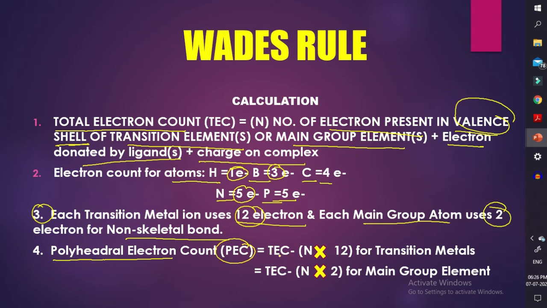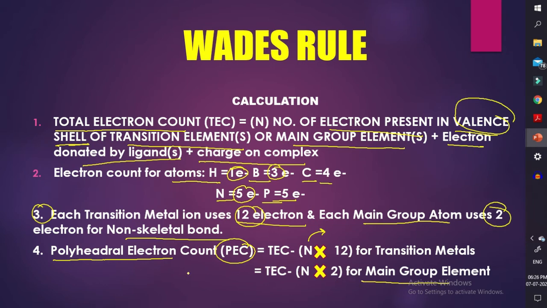So the PEC will be the TEC, the total electron count, minus N times 12 for the transition metal ion, or N times 2 for the main group elements, where N is the number of transition metal ions or the number of main group elements present in the cluster.